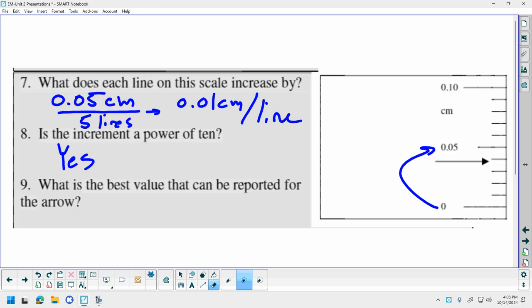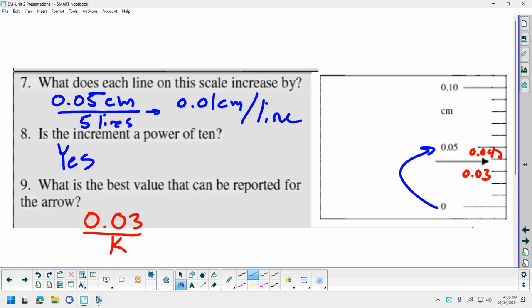So if we take a look here, we've got 0.01, 0.02, 0.03, so 0.03, and we know the next line is 0.04, that line there. So I know for sure that my measurement is 0.03. I know that for sure. But now, because it's power 10, I can estimate into that next value place. And again, now I've got a picture. I'm breaking that into 10 parts.